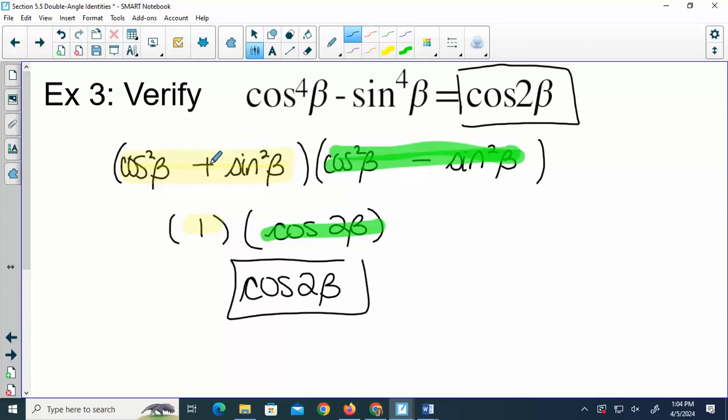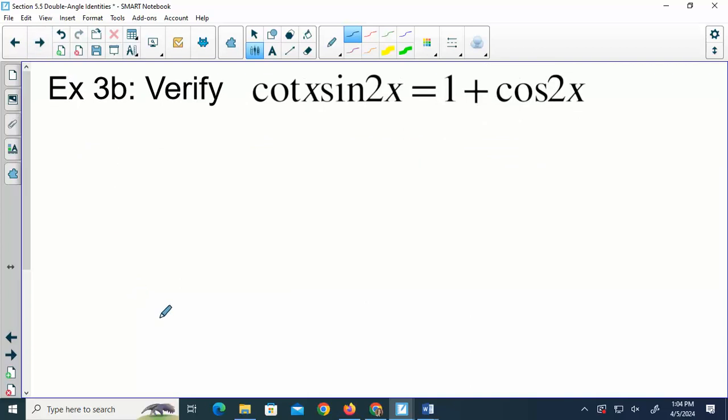Okay, do we want another proof example? Yes. Okay, let's try this one. We have to pick a side. I don't think there's anything we can do with the right, so box the right.